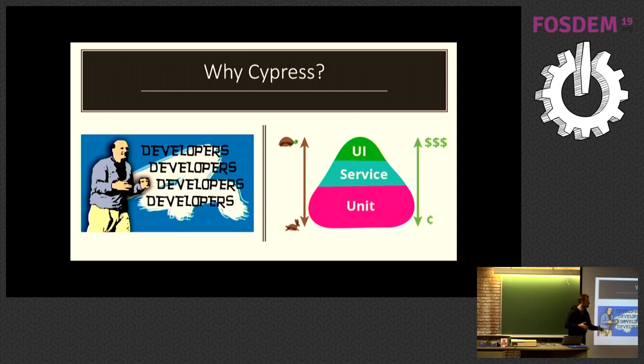And the second one, in Cypress you can go up and down the test pyramid, so you can write a unit test, an API integration test, and an end-to-end test in one tool or one framework. So you don't need to maintain multiple code bases or multiple paradigms when you switch.